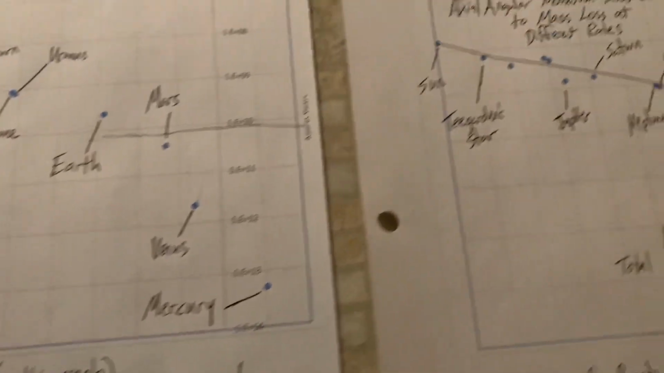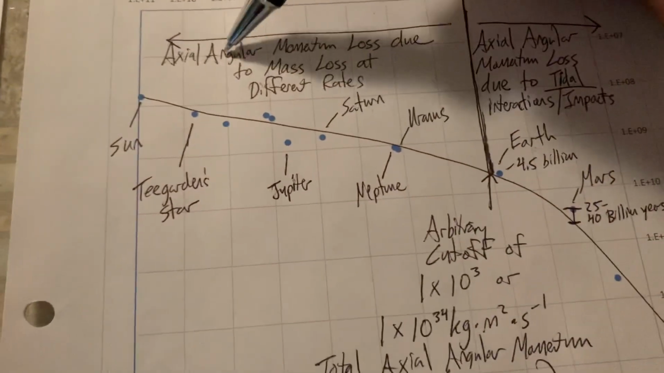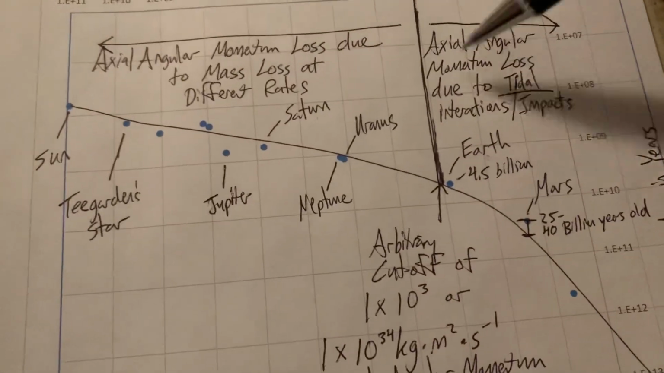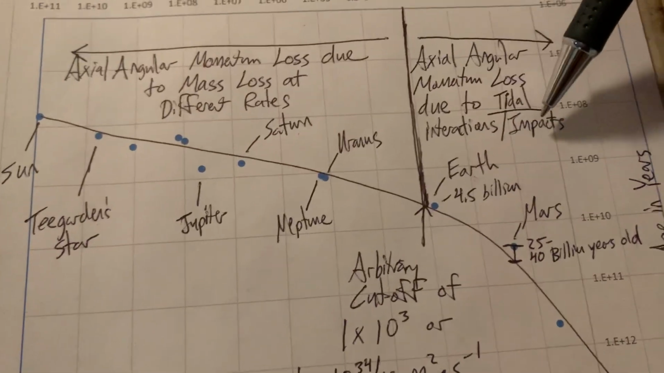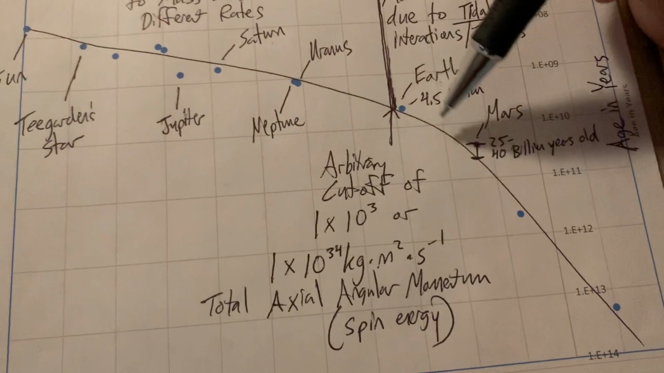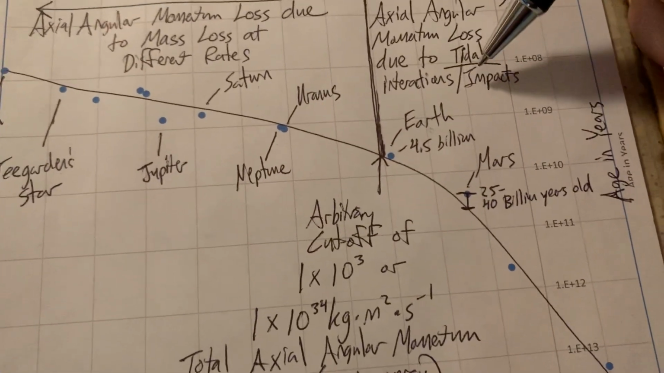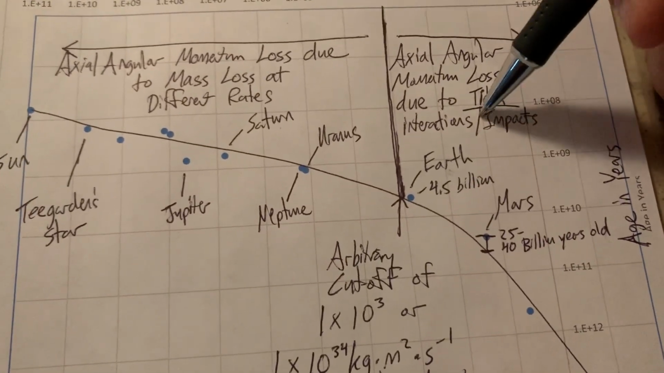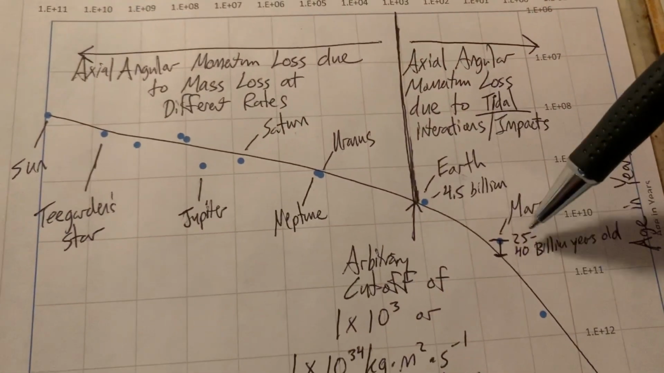And of course, I plot them here, and I have here axial angular momentum loss due to mass loss at different rates. And then I have on this area right here, axial angular momentum loss due to tidal interactions and impacts. So basically, what causes these rocky objects to slow down is tidal interactions from gravitational pull from larger objects and impacts. So as you'll see here, impacts don't make things speed up. Impacts make things slow down.